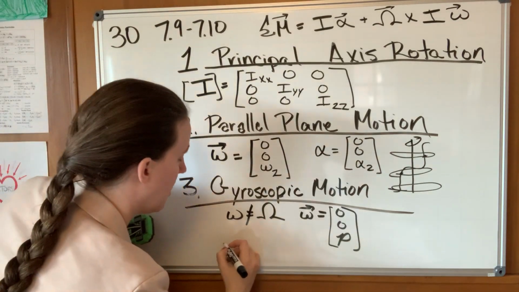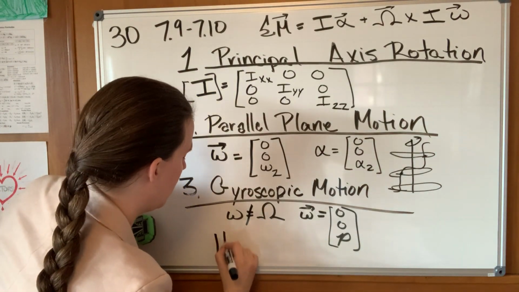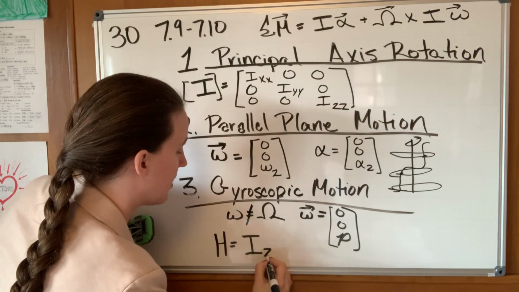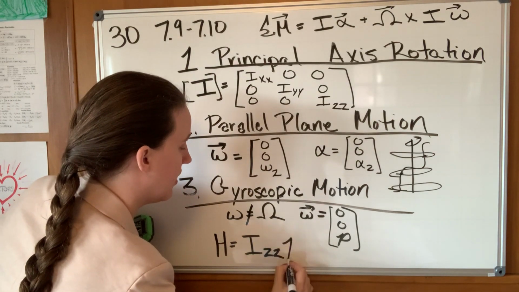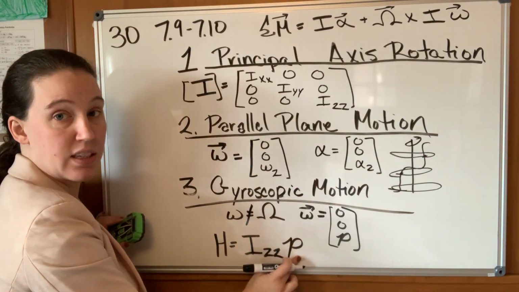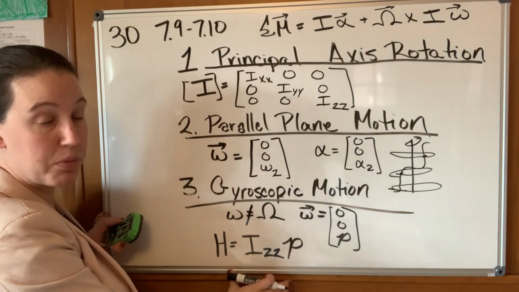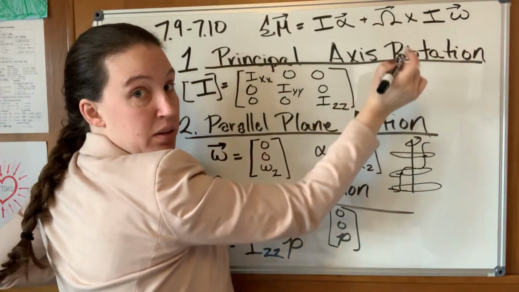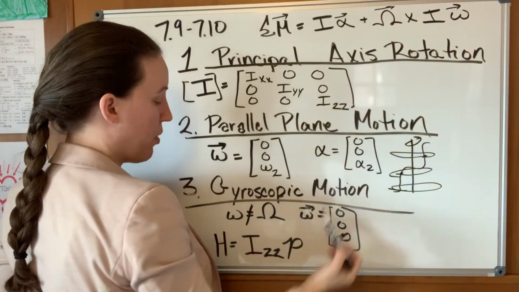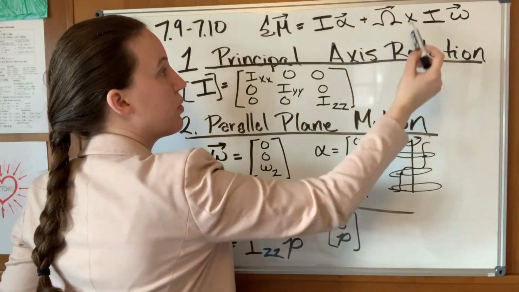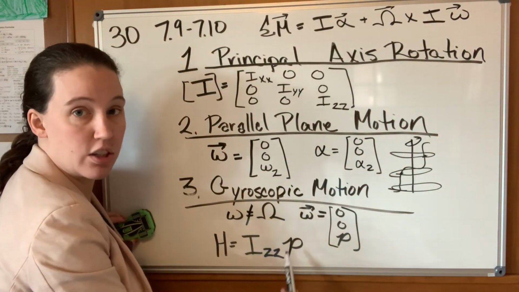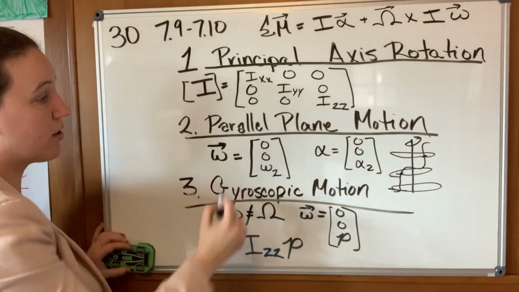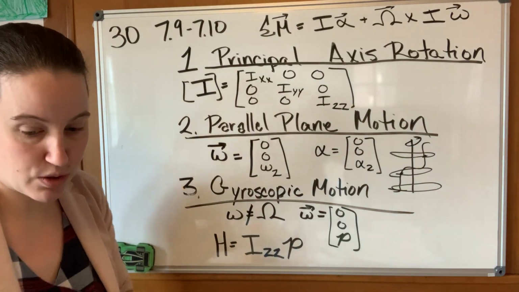And so then we can approximate our angular momentum as Izz times our spin rate, and we're going to assume that that's constant usually for most gyroscope problems. So this term represents that the change in the momentum is going to be mostly due to the rotation of this large angular momentum component in the z direction. All right, so these are the three different types of problems that we're going to use.